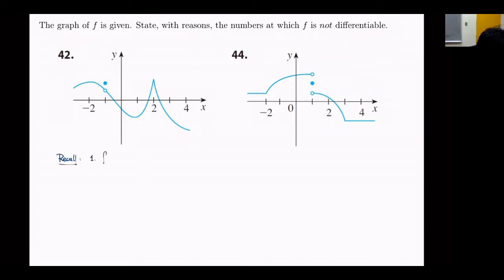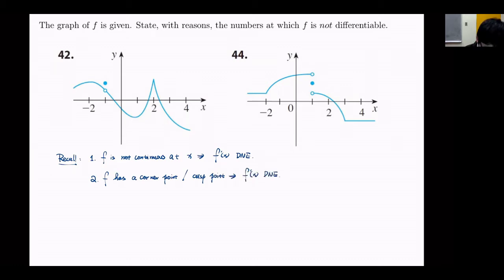So first, if f is not continuous at the number x, this will tell me that f prime of x does not exist. The second possibility is f has a corner point or a cusp point. In this case, well, f prime of x does not exist. All right, so these are basically two conceptual points, and you need to know about them for this problem. Let's look at problem 42.